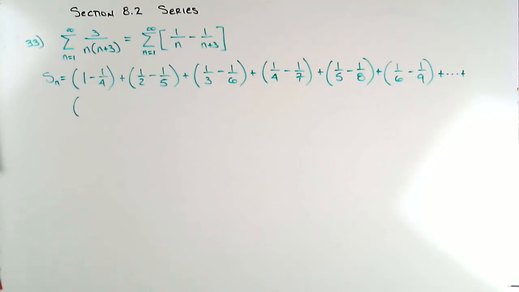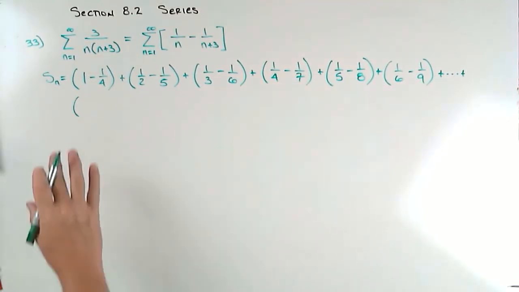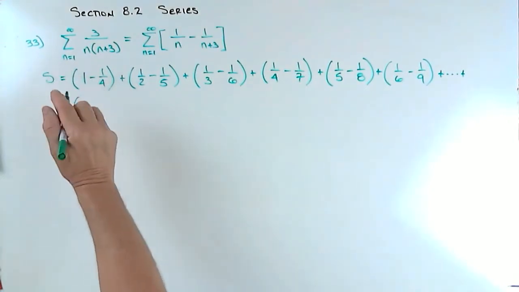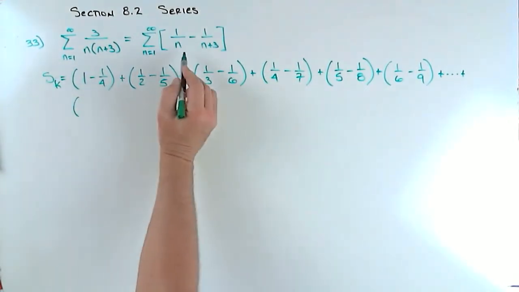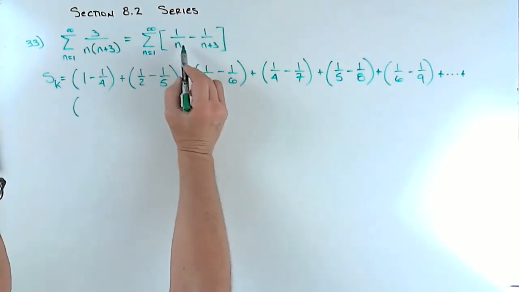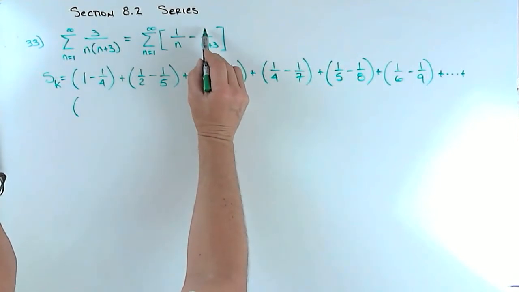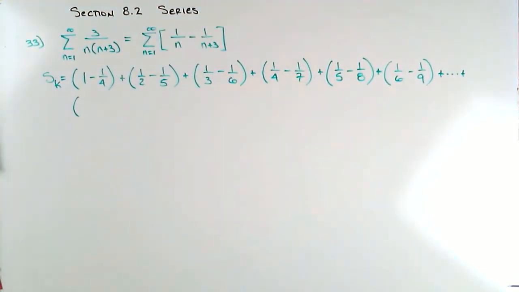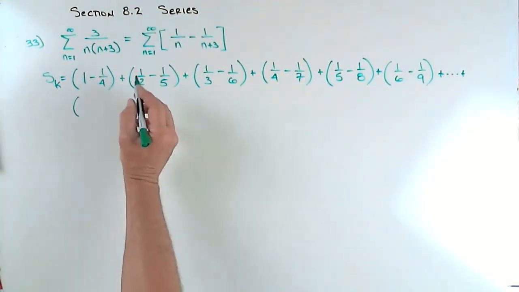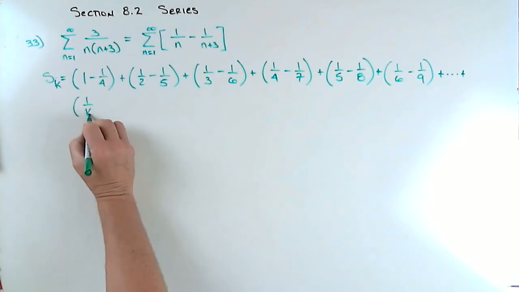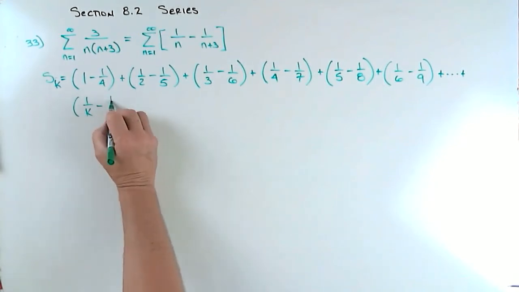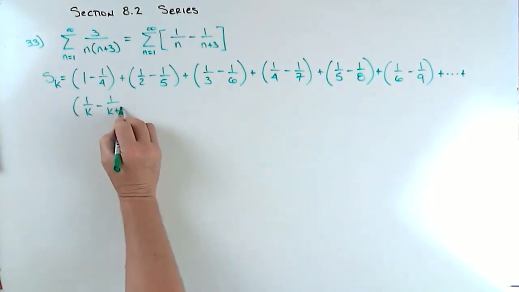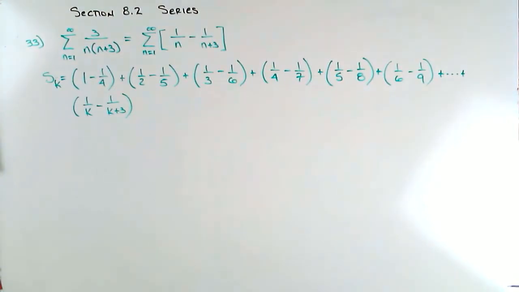So what is this going to look like as we keep going? Well, we need to change this to a k, because we can't use an n because we have an n here, and we'd have n over n and n plus 3. So when we put a k in here, what are we going to get? We're going to get 1 over k minus 1 over k plus 3, right? That's what we're going to get for our kth term.